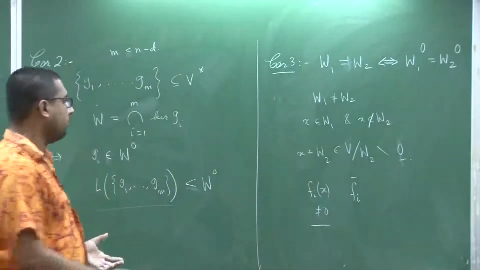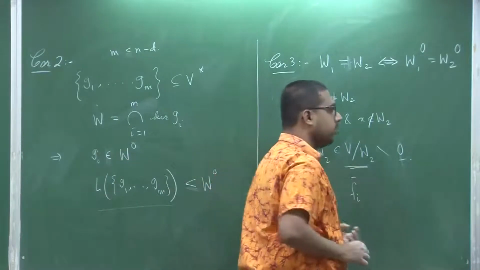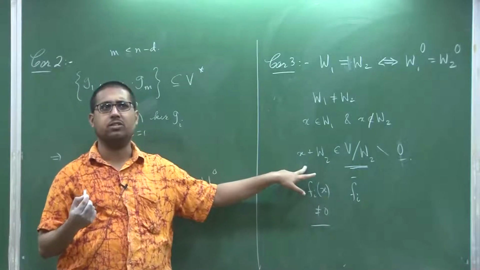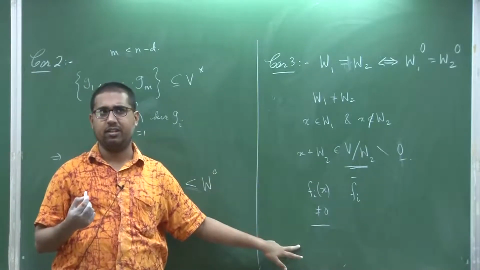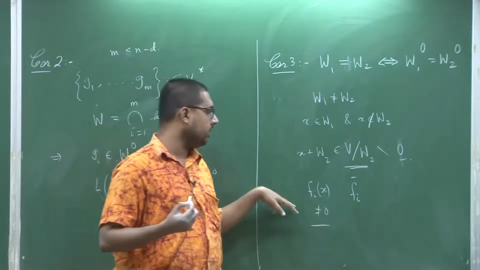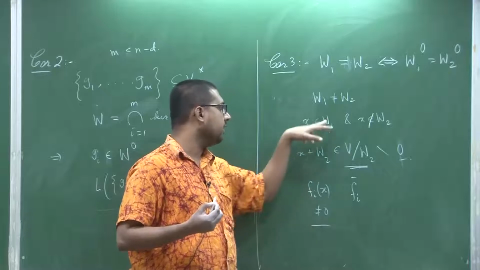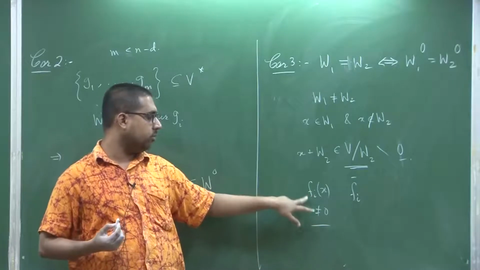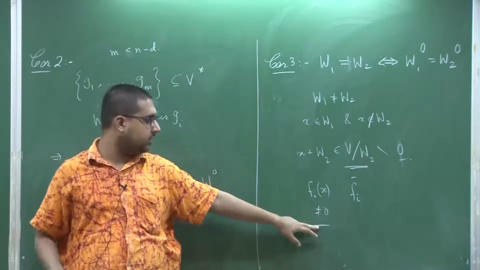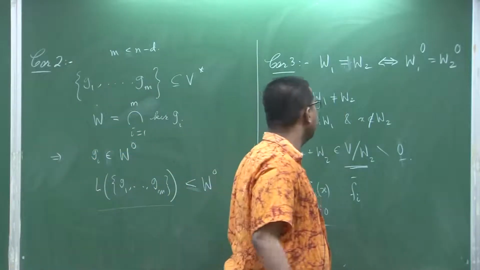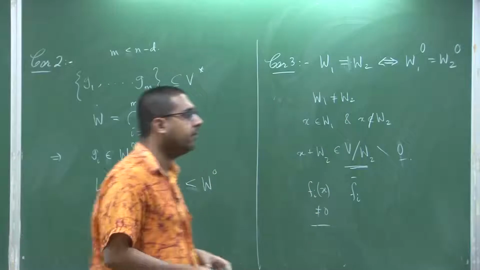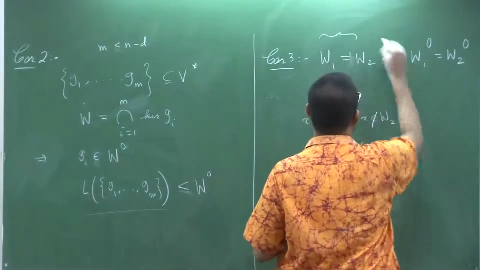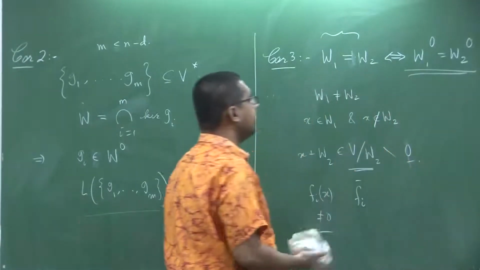So, the proof is you fix an ordered basis here, with respect to that this vector will have at least one coordinate non-zero. Let us consider the ith coordinate is non-zero. You take the ith coordinate function with respect to the ordered basis. That function corresponds to a function f_i in W2 naught, but it is 0 on W1 from the definition. Therefore, f_i lies in W2 naught, but not in W1 naught. All right. So, that shows that a subspace is uniquely determined by its annihilator.